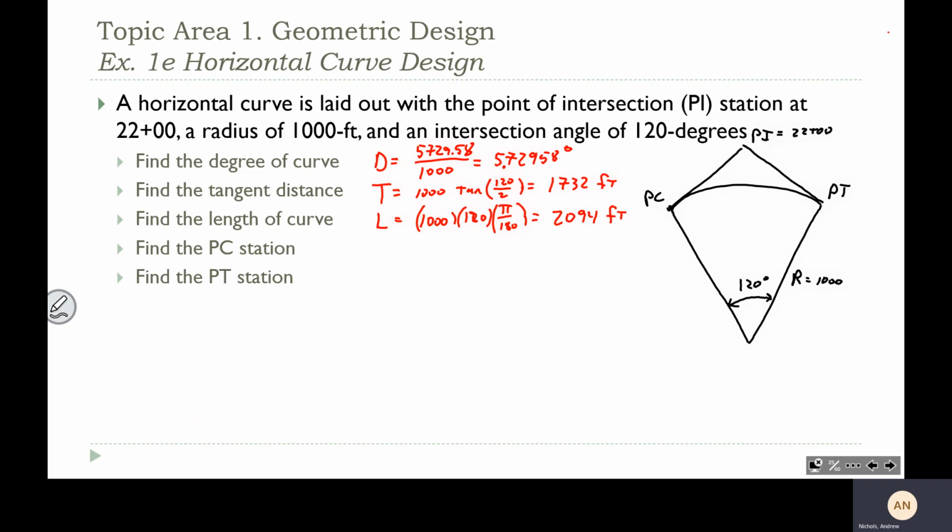Okay. So then our PC stations, these were what we were not given. I'll rewrite them here since they're not on the sheet. We got PC is equal to PI minus T. So we know our PI is 2,200. We just calculated T is 1732. So that's 468.68.